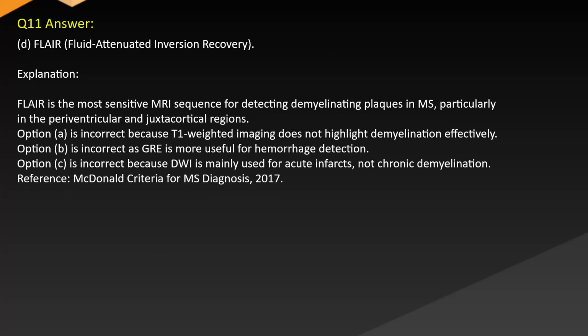Explanation: FLAIR is the most sensitive MRI sequence for detecting demyelinating plaques in MS, particularly in the periventricular and juxtacortical regions. Option A is incorrect because T1-weighted imaging does not highlight demyelination effectively. Option B is incorrect as GRE is more useful for hemorrhage detection. Option C is incorrect because DWI is mainly used for acute infarct, not chronic demyelination. Reference: McDonald Criteria for MS Diagnosis 2017.